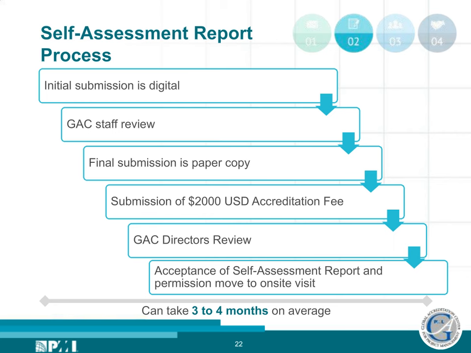The report is then put forward to the GAC directors for their review and discussion regarding acceptance of the report. For more information on the process, please read Appendix B, Required Information for Self-Assessment Report in the GAC Accreditation Handbook 4.0.